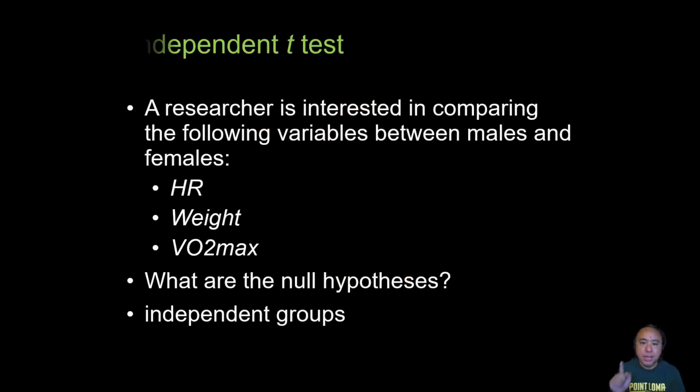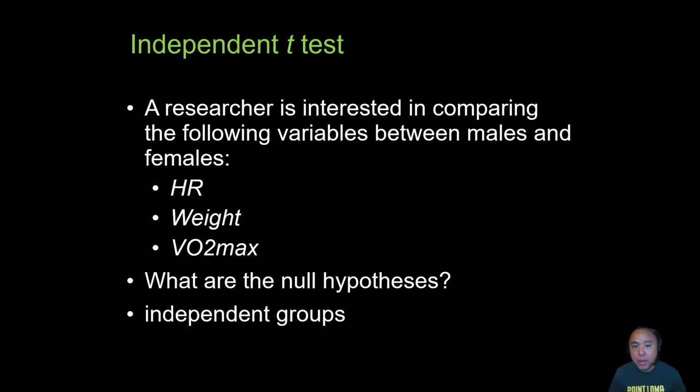Like anything, let's take a look at an example. I'm going to be using RStudio to present how to run a t-test and how to interpret the results. If you're in my research methods class or even my undergrad statistics class, I've used this VO2 max data set quite a bit because it's a really good sample, and it illustrates the examples of t-tests, correlations, and ANOVA that we use in these lectures. Researchers are interested in comparing three variables: heart rate, weight, and VO2 max between males and females. The independent variable is sex or gender, and there are three dependent variables, so we're going to run three separate t-tests: heart rate, weight, and VO2 max.